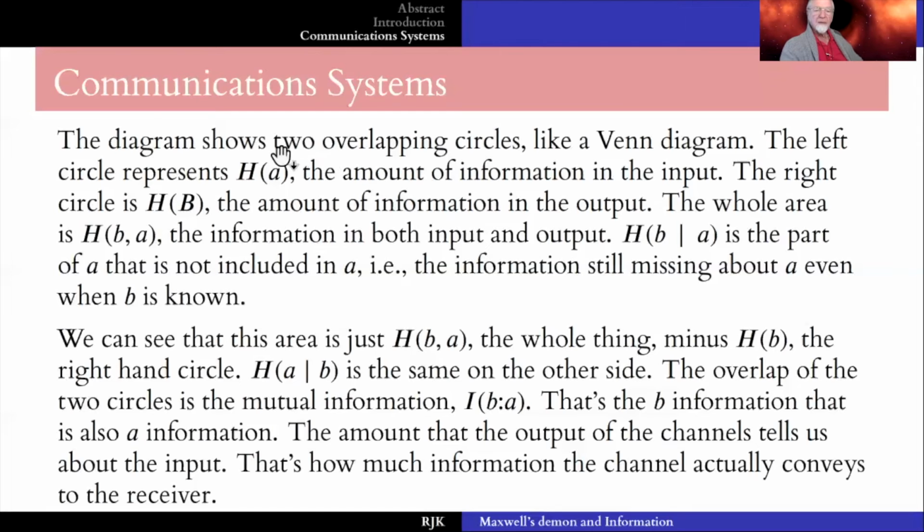So the uncertainty about Alice's symbol being sent is H of A, and it is the amount of information in the input. This is H of small b, the amount of information received in the output. The whole area is the joint.